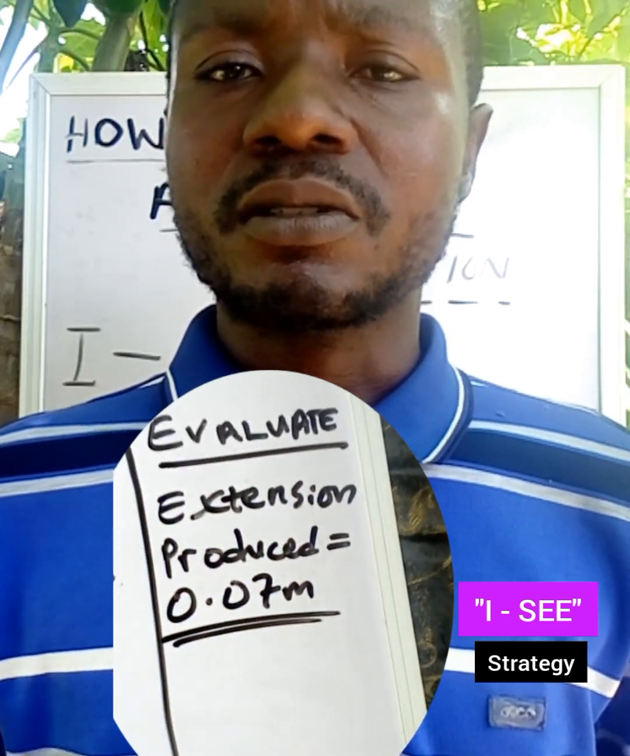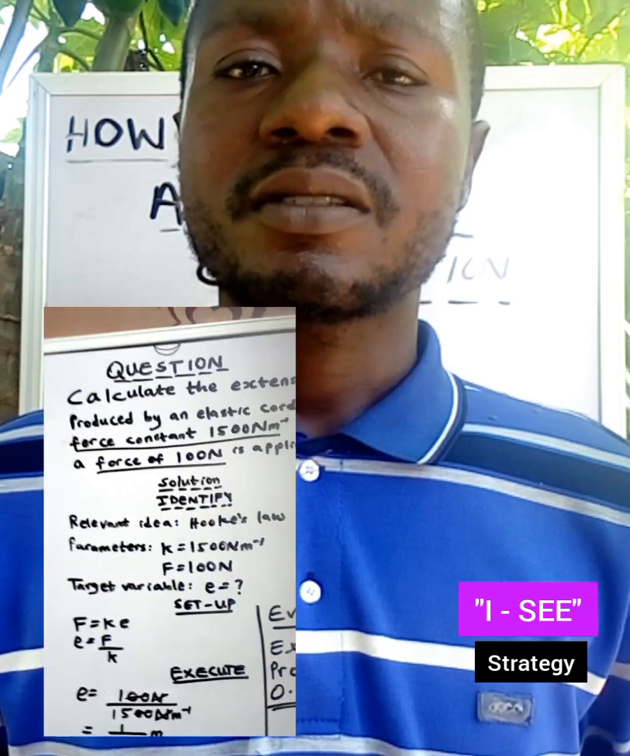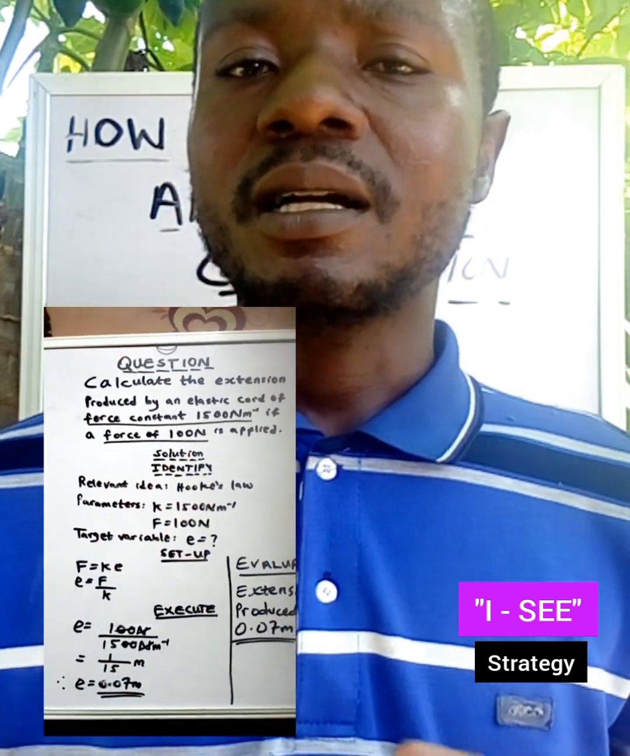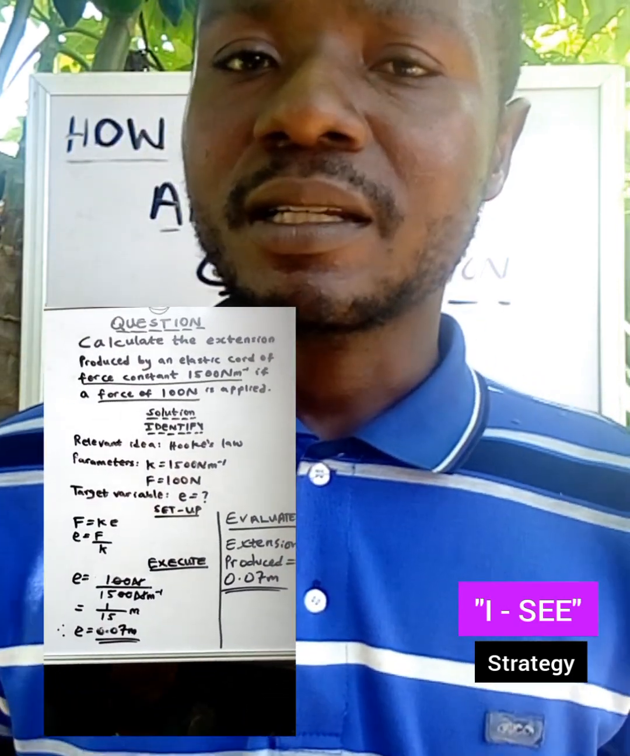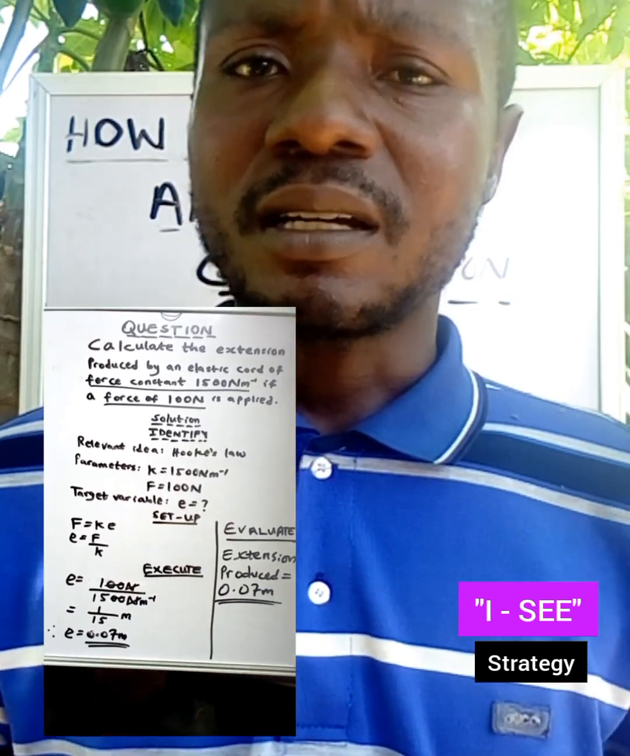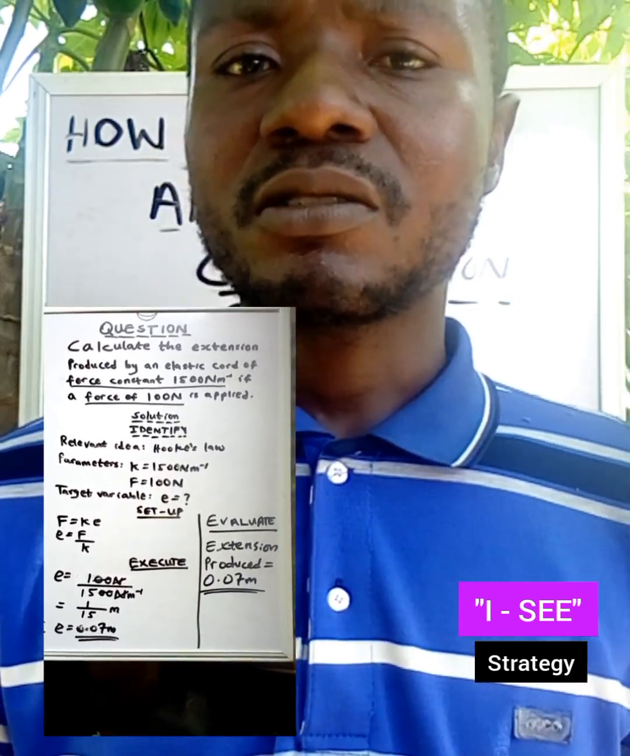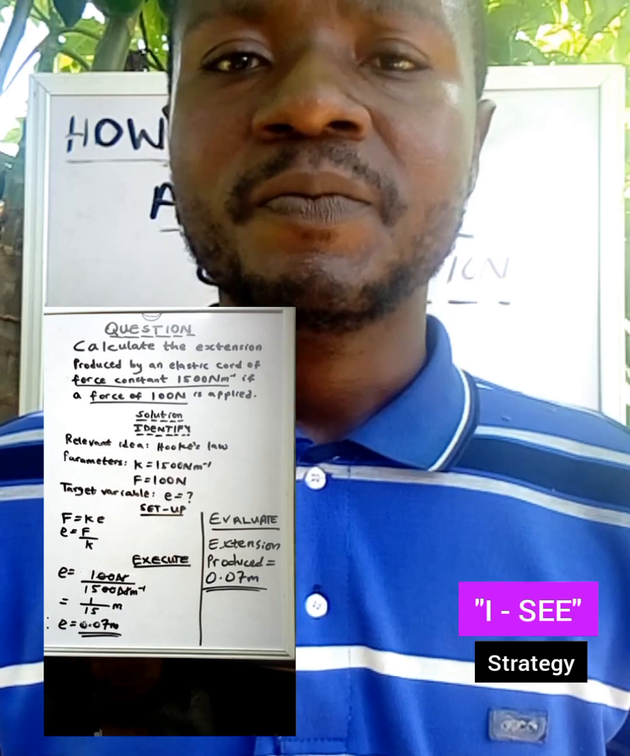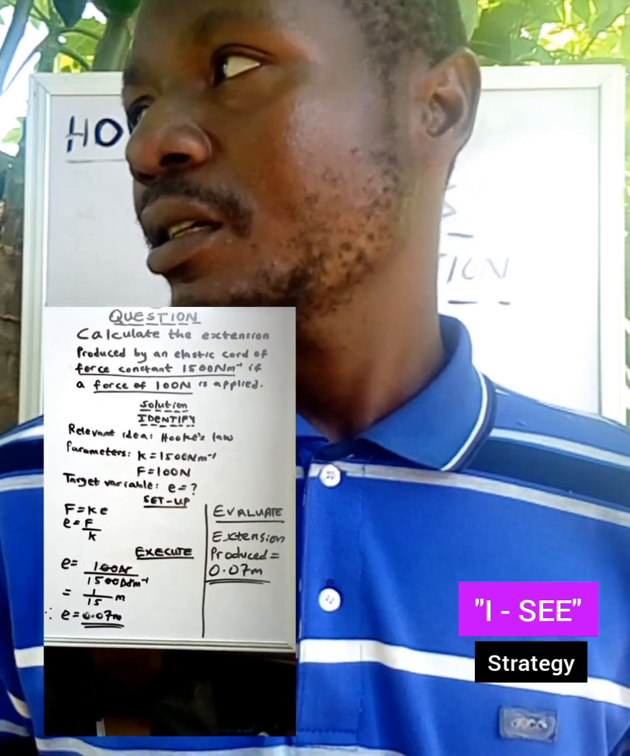So that is all about the IC strategy. Also remember that the IC strategy can be used in every other subject and other calculations, like economics. It can be used in mathematics, especially the word problems in mathematics. This strategy can also be successfully used.